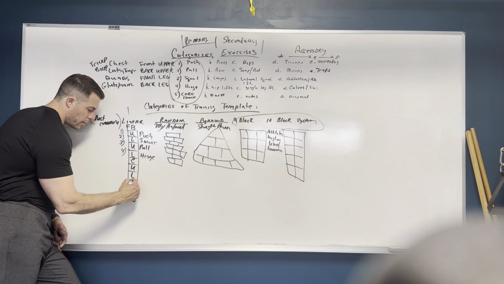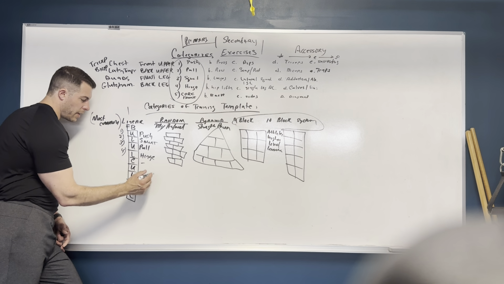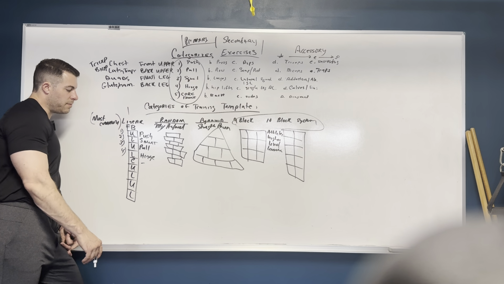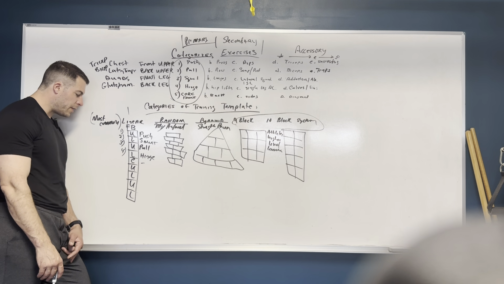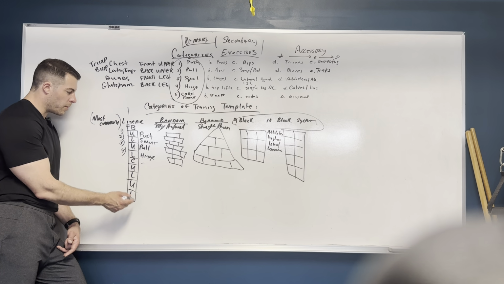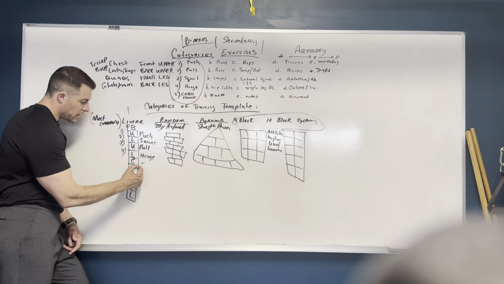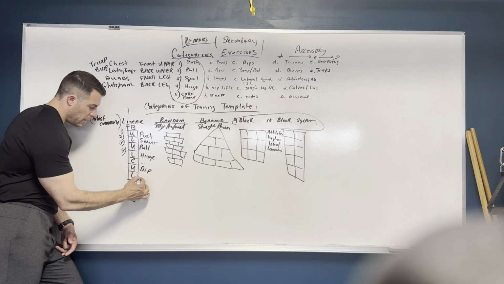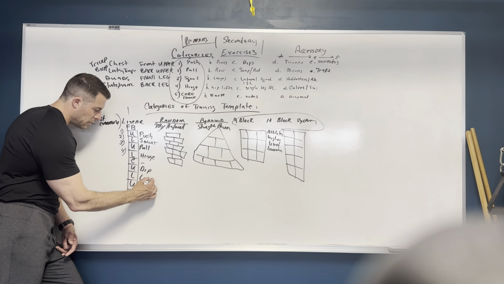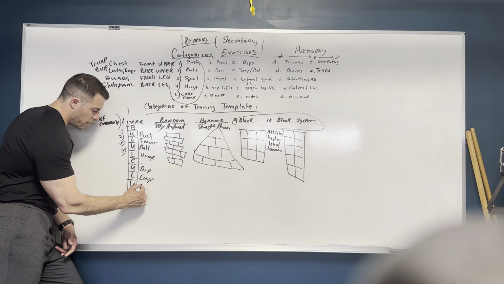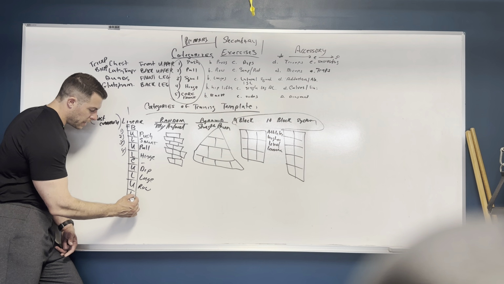Upper, lower, upper, lower. Okay, so I could choose front, side, diagonal, or back core here, and then go back to the upper, lower, upper, lower. Now I could do something like a dip here. I could do something like a lunge. I could do something like a row, and I could do something like a hip lift here.